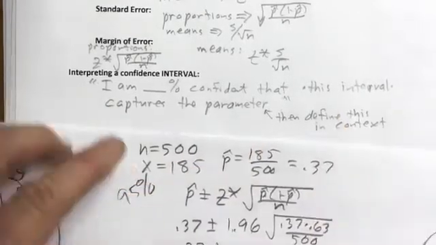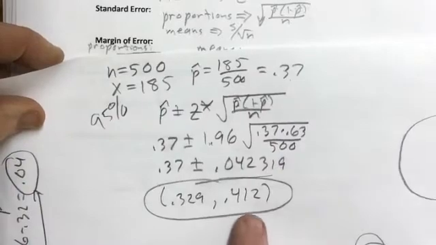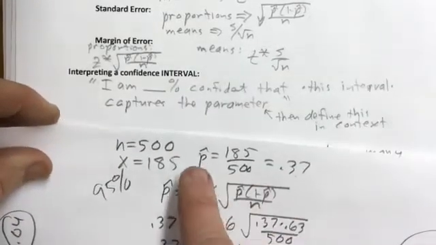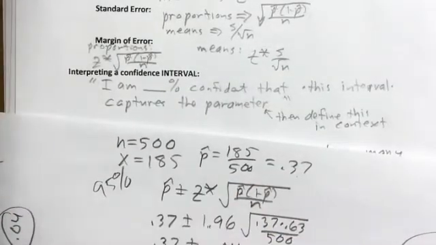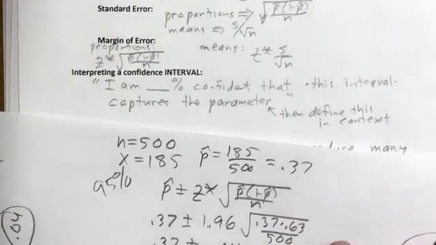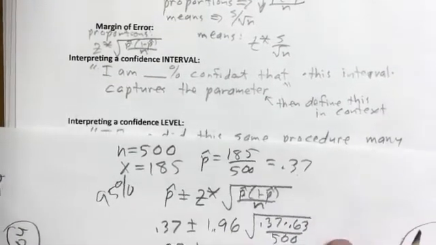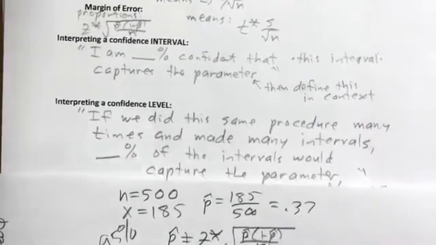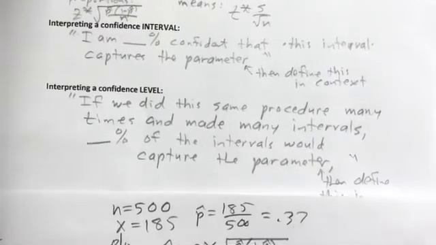and say what the interval is, by the way. In this case, it'd be 0.329 to 0.412, that this interval captures P, the proportion of all the people in the city that would vote for the candidate. All right, that's what is known as interpreting the confidence interval. And then we have what is known as interpreting the confidence level. And I'm going to show you what we mean by that.